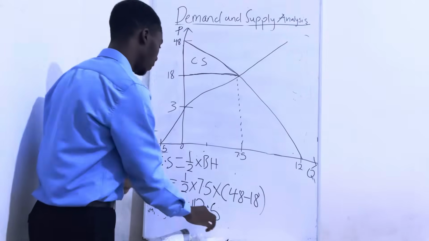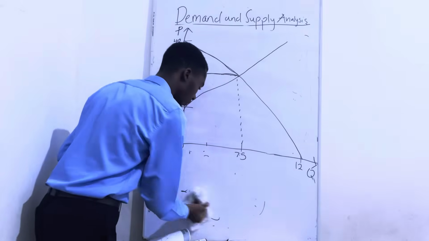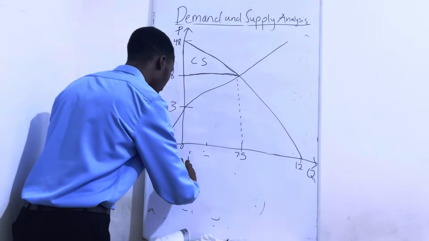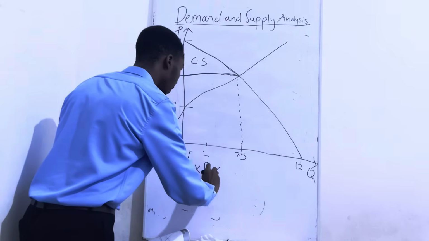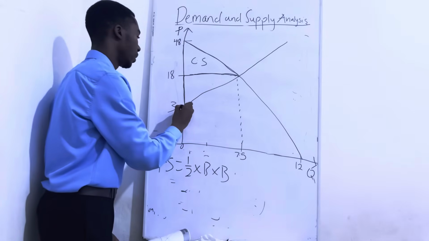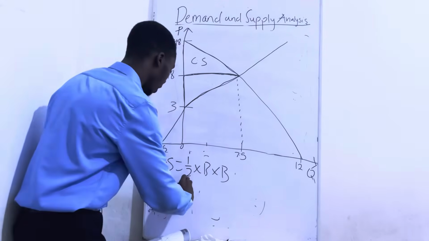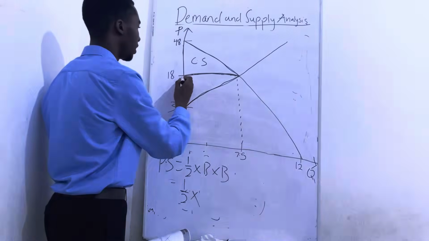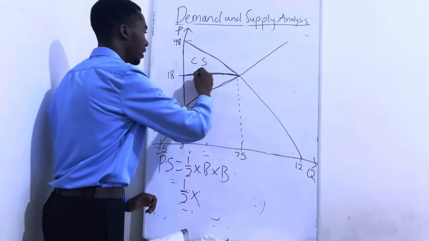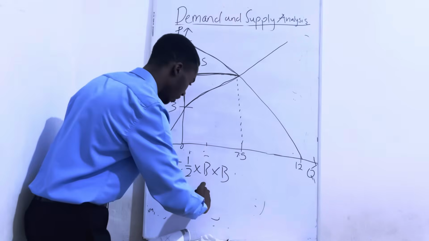We can use the same method to find the producer surplus. The formula for the producer surplus, PS, is also half times base times height, or half BH. This is the area that represents the producer surplus. So it's half times the base, and the base is this side. The triangle has been turned the other way around, so it's this side, and this side is also 7.5, from 0 to 7.5. So the base is 7.5.